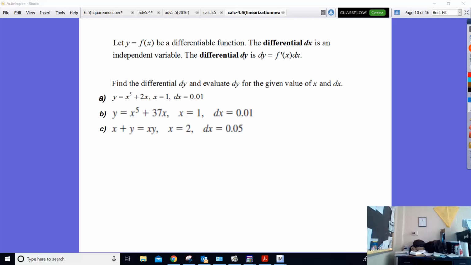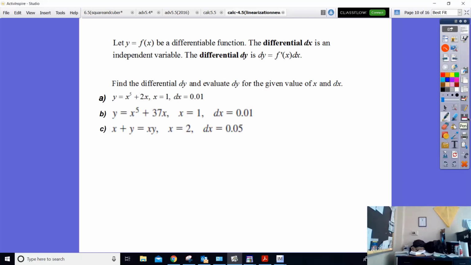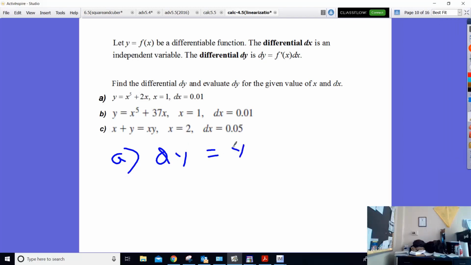The theorem says the differential is f prime dx. Okay, that's all it says. When I do example A, if I follow the theorem, then this differential y is y prime dx. I just have to find the derivative of x to the fifth plus 2x. That's all I have to do.